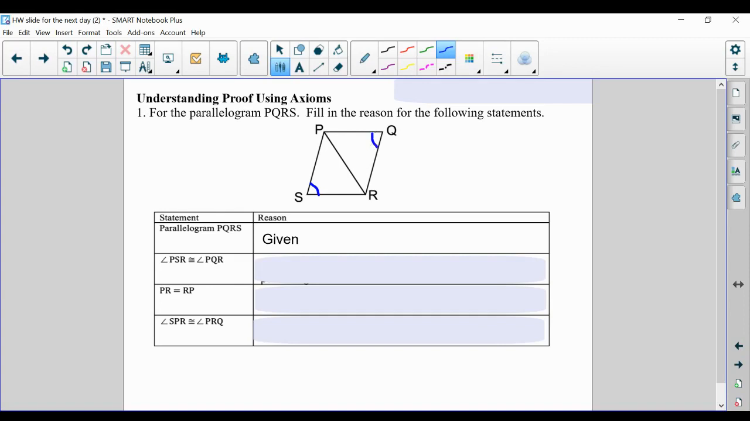So those two angles are congruent. So what is the property? You can try to take a guess anytime.